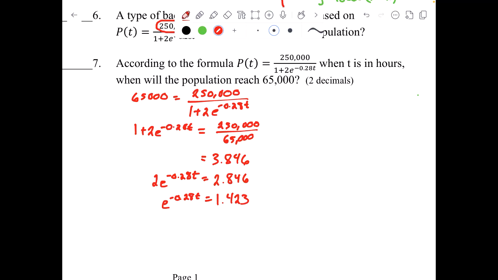Now I can take the natural log of both sides. It's going to give me a negative 0.28t equal to the natural log of that number, which is 0.3528. And then dividing by the negative 0.28 gives me a time that is equal to negative 1.26. So approximately 1.26 hours prior was when the population was 65,000.